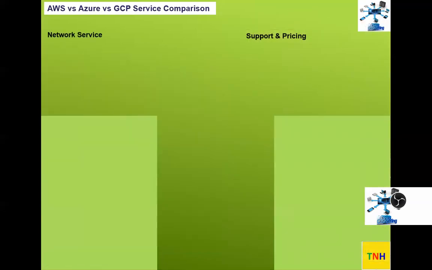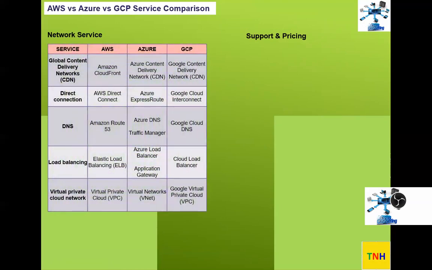And we have the network service comparison. In network services, you have AWS CloudFront, that is for CDNs, the global Content Delivery Network. In AWS they give CloudFront, in Azure the name is the same, Azure Content Delivery Network, and Google Content Delivery Network, right? And direct connection: AWS Direct Connect, ExpressRoute, Google Cloud Interconnect, and DNS. Likewise, just go to those things.